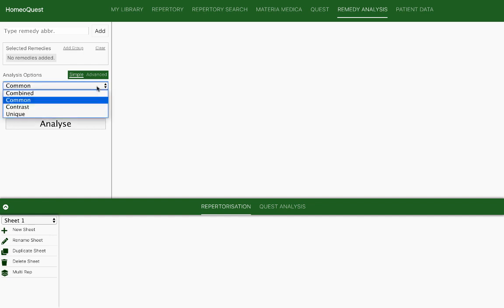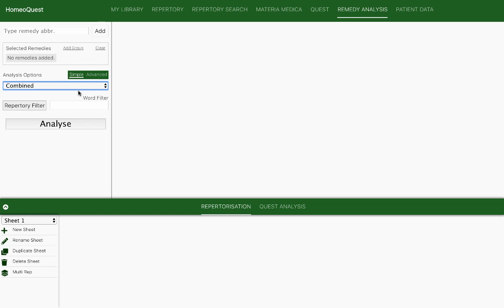And we have about 4 different types of options: combined, common, contrast, and unique. I'm going to really go into the depth of each one so you can get the best out of this tool. So we start first with the combined option.